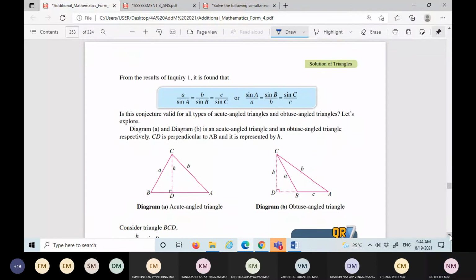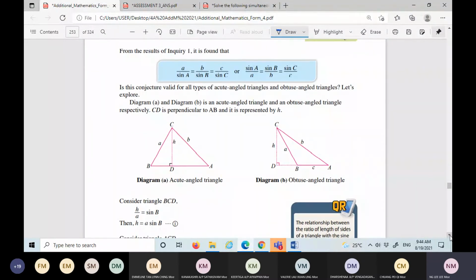Okay, but we want to know whether it is true for any number, or just that case is coincident only. It's only one case that this ratio is true. Maybe there are some cases that are not true. Okay, so now we want to prove it. Okay, so for the proving part, it is this one. Okay, so now we go through it.